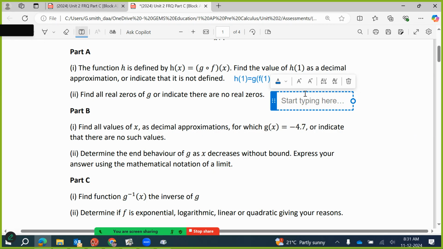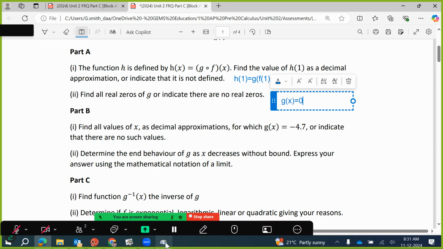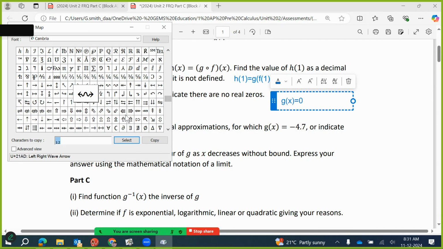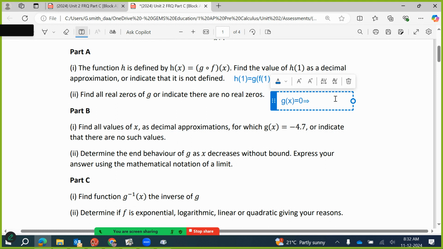So we want to find g of x is equal to 0, which implies that x is equal to -0.5.